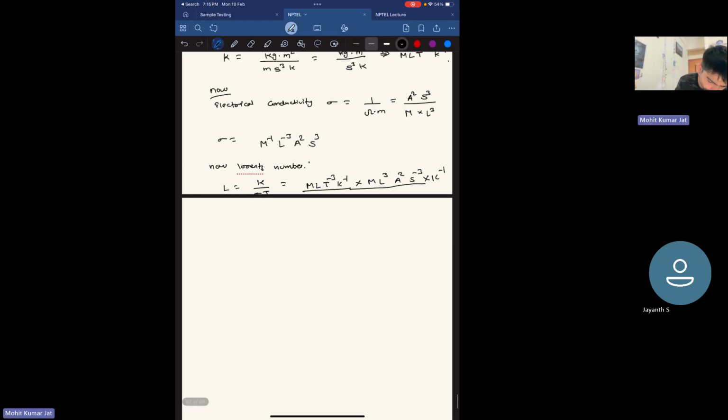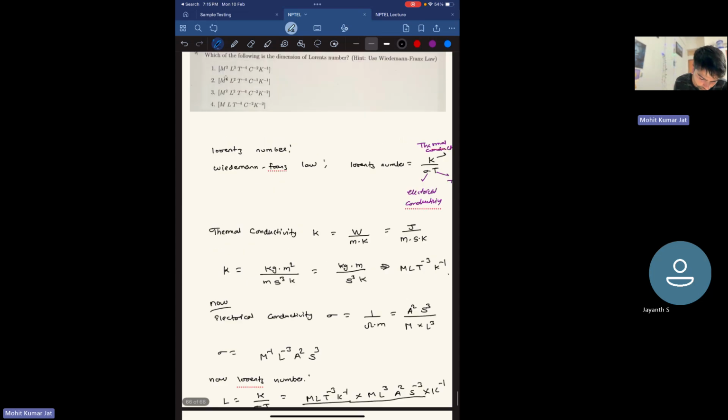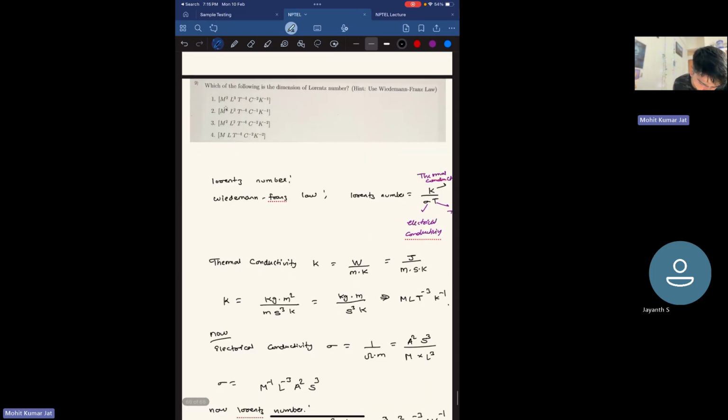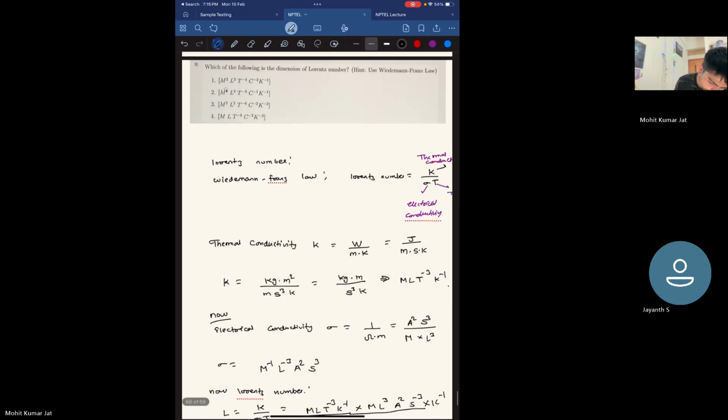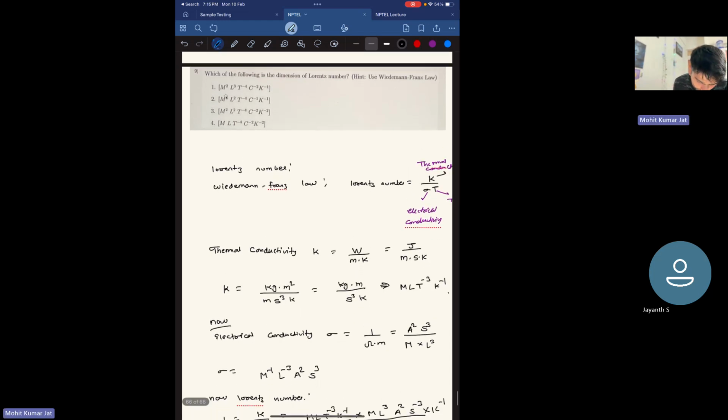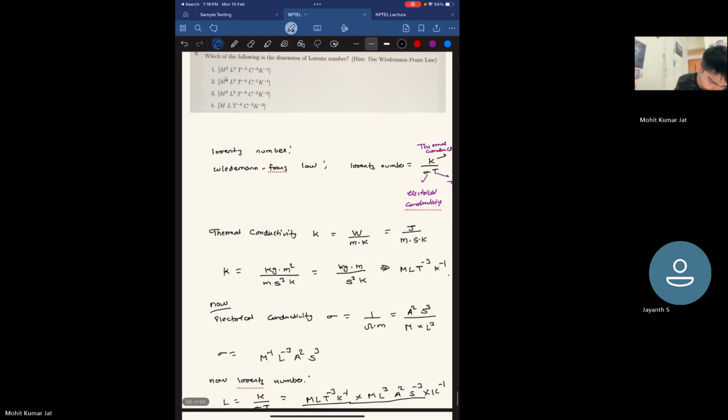Yeah. So if you solve it, I'll write the final answer. It will be this one: meter square L square T to the power minus 4. This C inverse K to the power minus 1. This one.